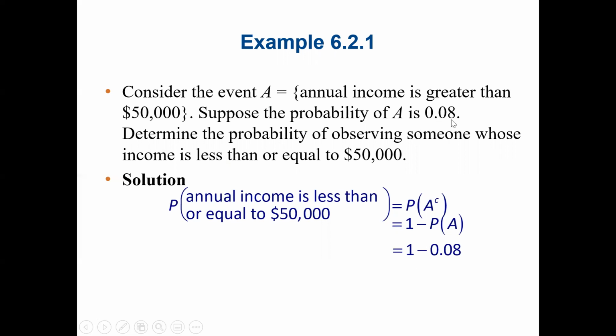And we know the probability of A is 0.08, given to us. So the probability of A complement will be 1 minus 0.08, which gives us 0.92. Again, this question said we should consider the event A, which is annual income greater than 50,000. The probability of that is given as 0.08. What is the probability of observing someone whose income is less than or equal to 50,000? That will be the complement of A. So it will be 1 minus 0.08, and that gives us 0.92.